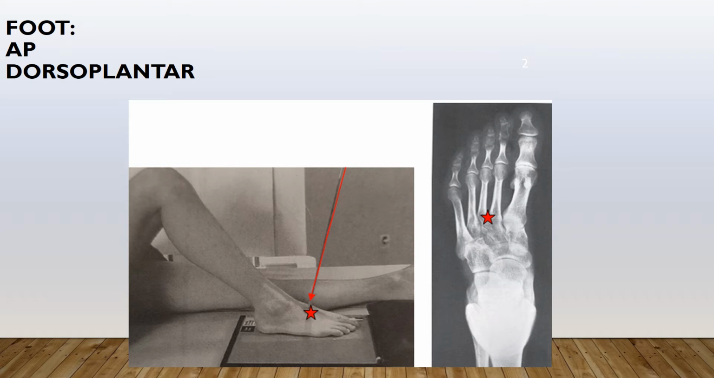When we're evaluating the image, we want to make sure the entire foot, including the tarsals, metatarsals, and phalanges, are within the collimated field. Make sure there's no rotation with the tarsals superimposed, and make sure there is soft tissue and sharp bony articulation clearly demonstrated.